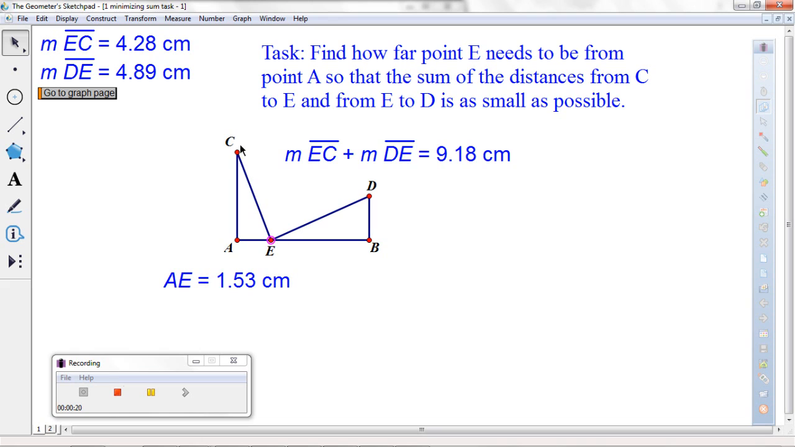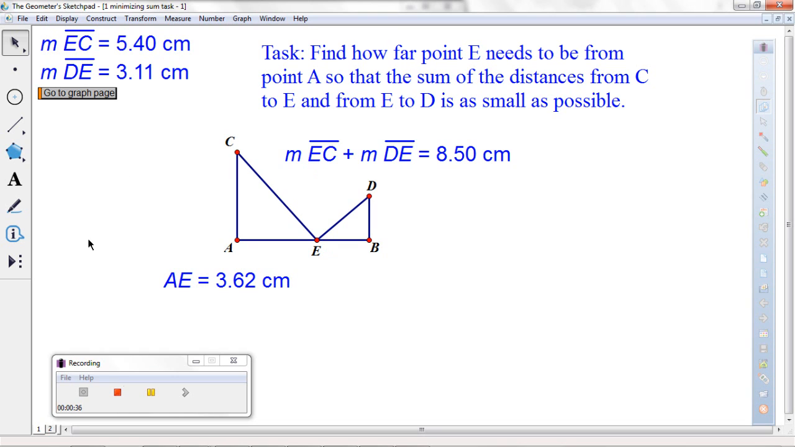sum of the distances from C to E and from E to D, which can be measured right there, is at a minimum. So here it's at 9.8, 9.2, and then back over here it goes down and up. So probably somewhere in here by looking at it, but we'd like to be much bigger.